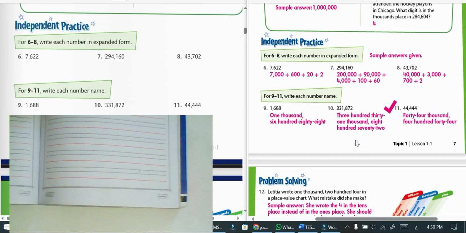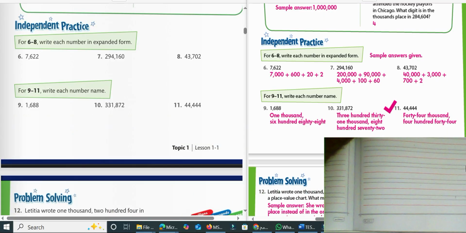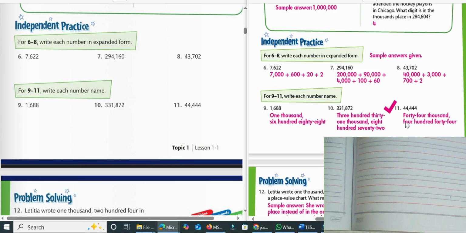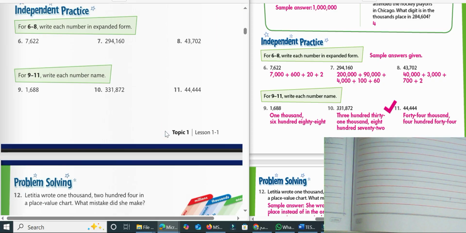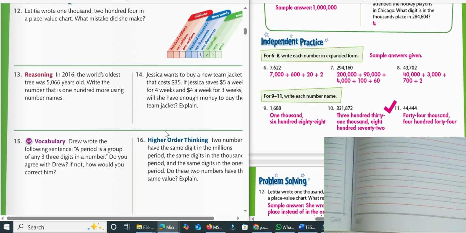Okay, next question. We have here 44,444. Here on the right-hand side is the solution. Here you can write the answer down. Okay, understood? Next question. Solving problems here.